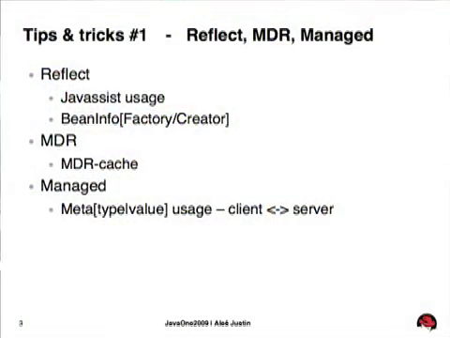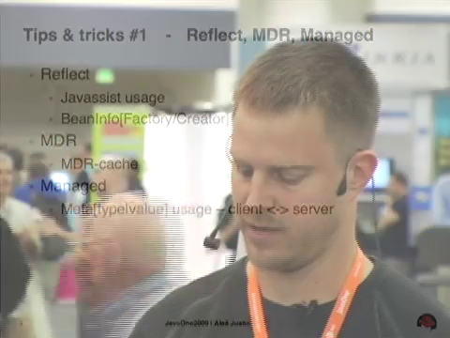The third project that I mentioned is Managed, which optimizes how you interact between client and server. With proper usage of meta types and meta values, you can minimize the throughput from client to server and vice versa. This is pretty heavy stuff, which in most cases you're not actually going to see unless you're implementing against the SPI of these projects.